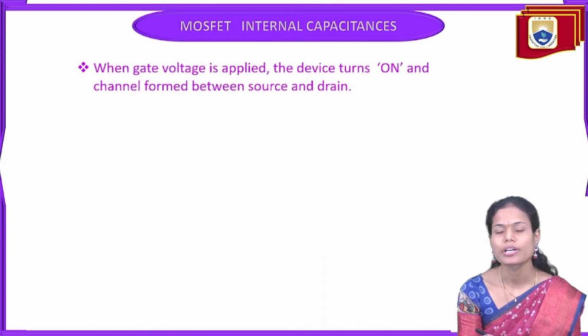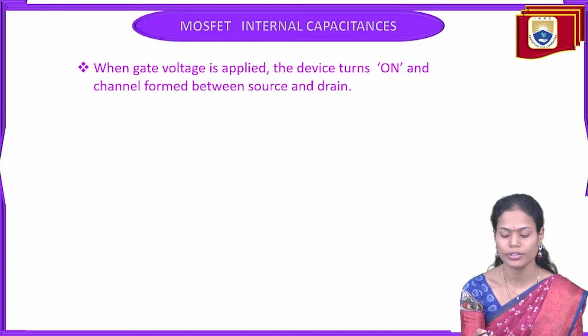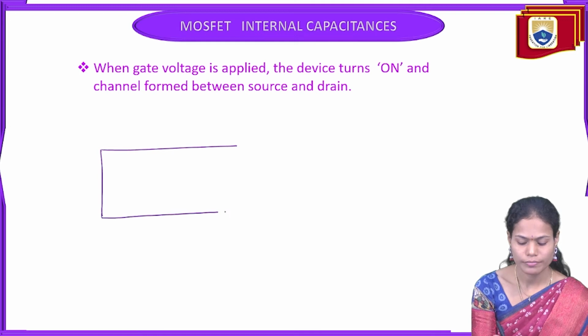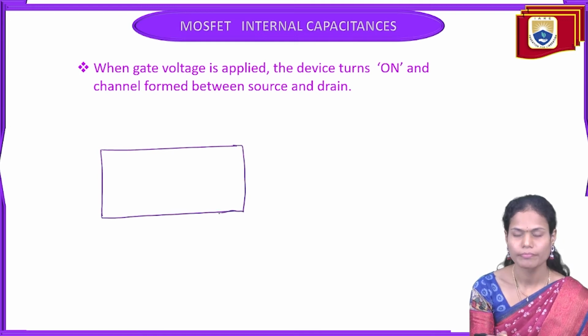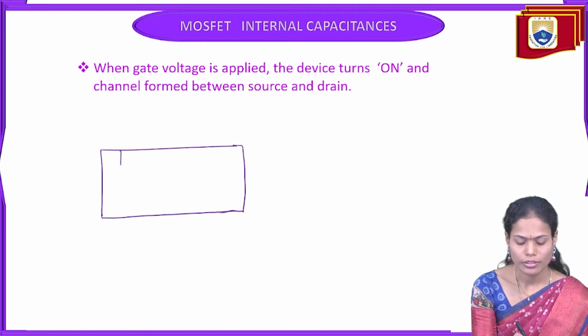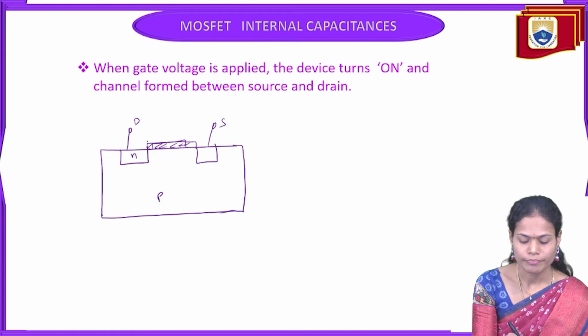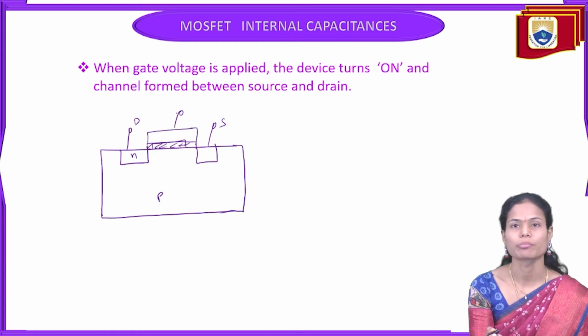Whenever the gate voltage is applied to the MOSFET, the device will enter into the on condition. So there is a channel existing between the source and drain here. If we take the MOSFET circuit, here this is the substrate of the MOSFET, and these are the source and drain terminals, and this is the gate terminal here.